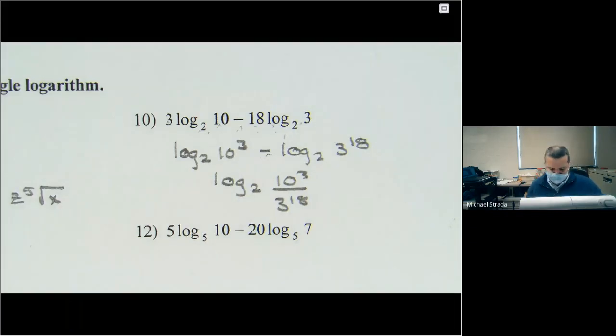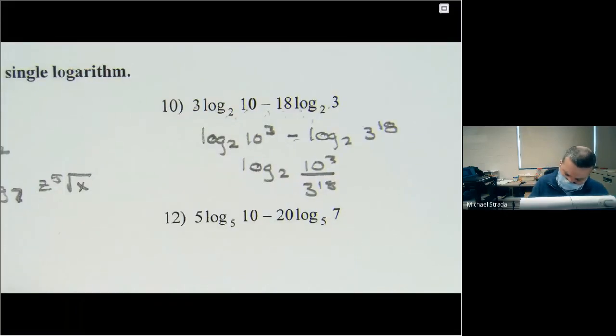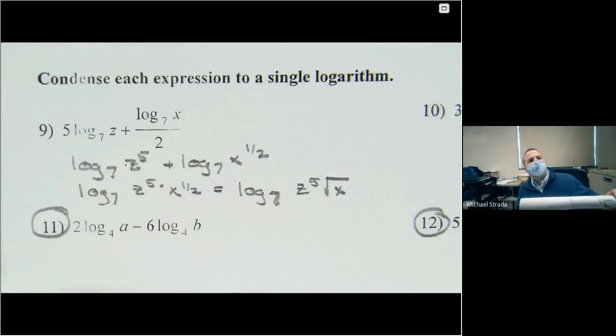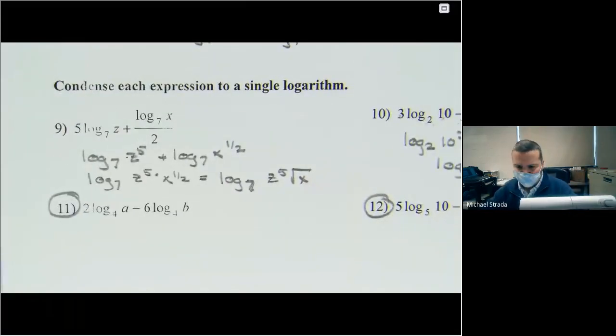So if you would, use those ideas to work on numbers 11 and 12 real quick.